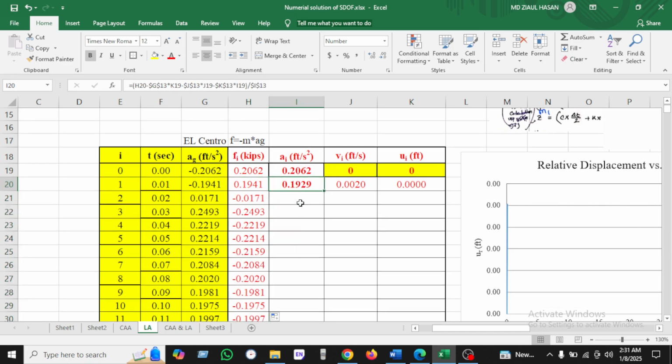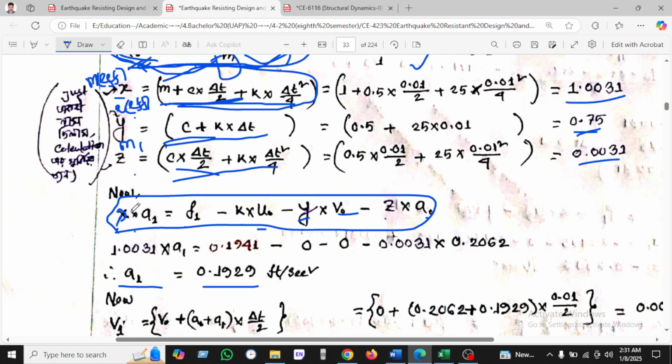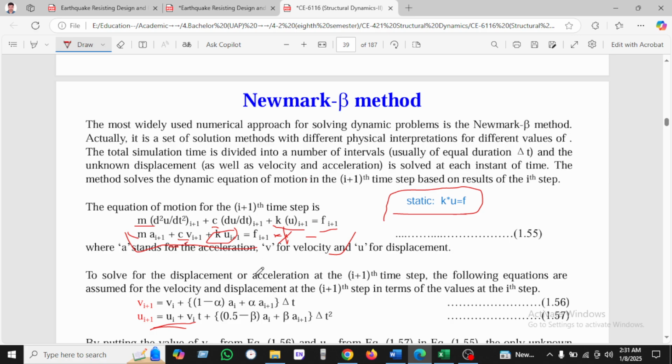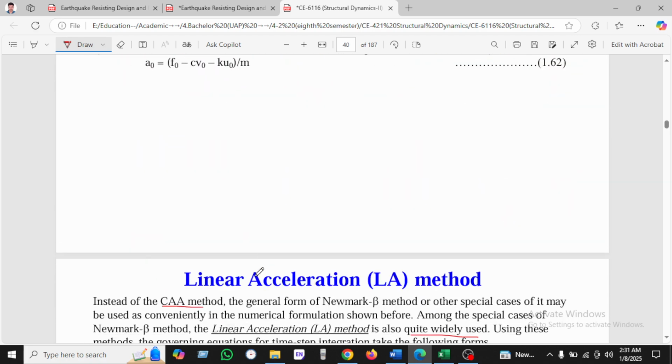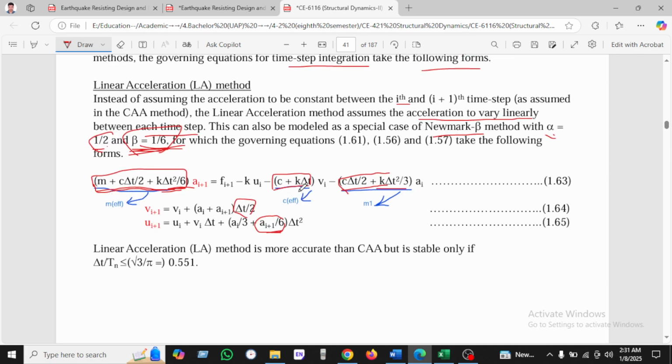Now we calculate a2. How will we calculate a2? A2 is complex. We'll use this portion, but it will be not x, it will be m effective, and it will be y c effective, and it will be m1. So if we go to the linear acceleration method, this portion, then we will show it this way.